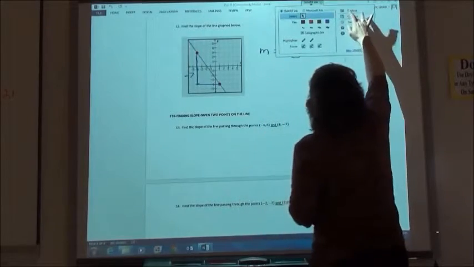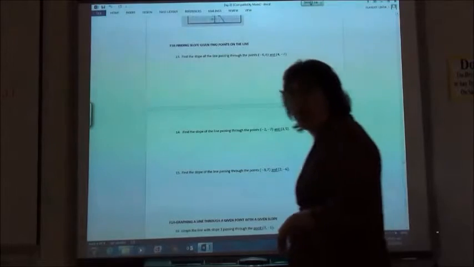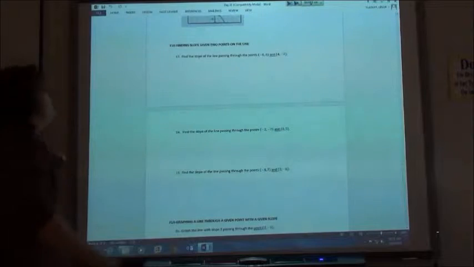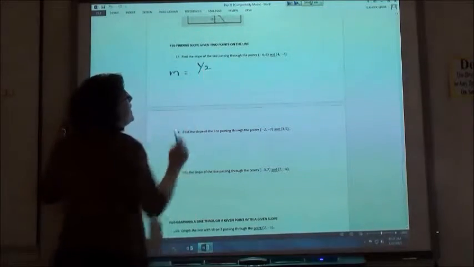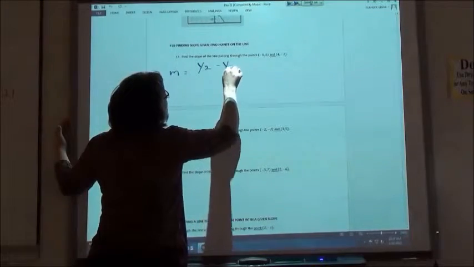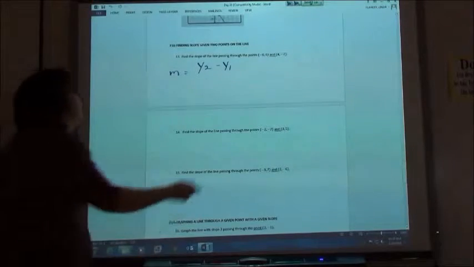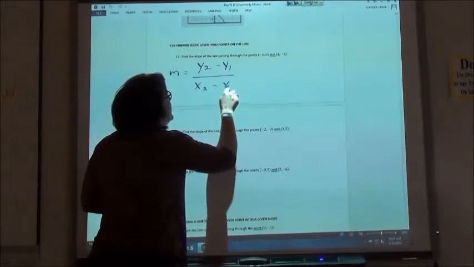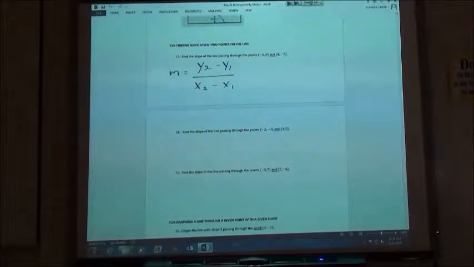So what happens if I don't have the graph where I could just count out the points? Well, I could probably find some graph paper and plot my 2 points and count it out, but they're going to give us a formula. The formula looks like this. I'm going to take the y value from the second point and subtract the y value from the first point to find the change in the y direction. On the bottom, I'm going to take the x value from the second point and subtract the x value from the first point to find my change in my x direction.